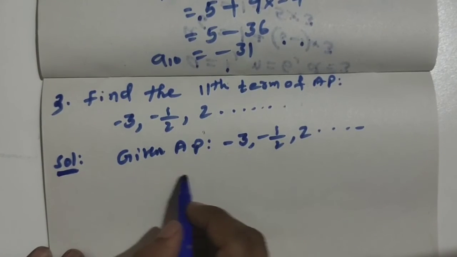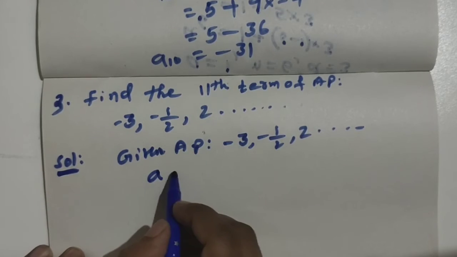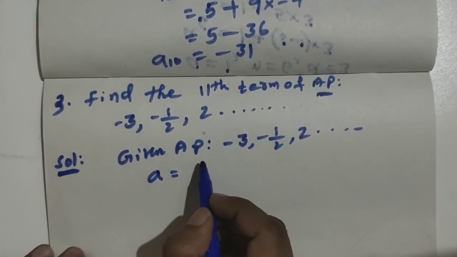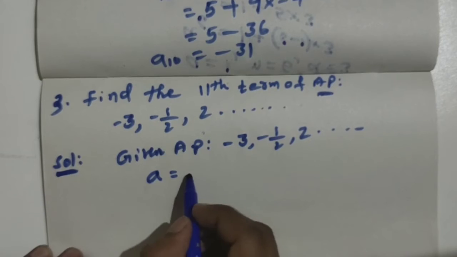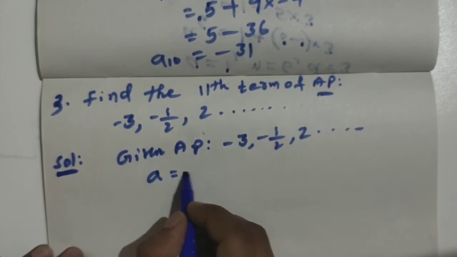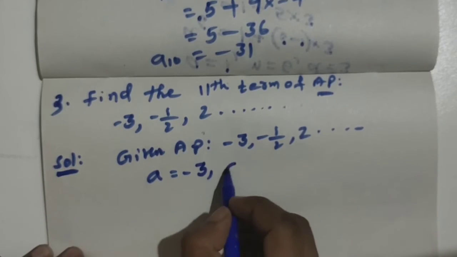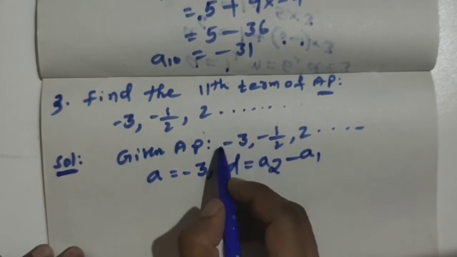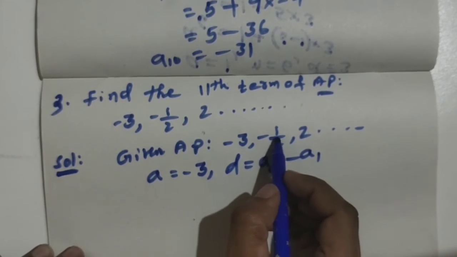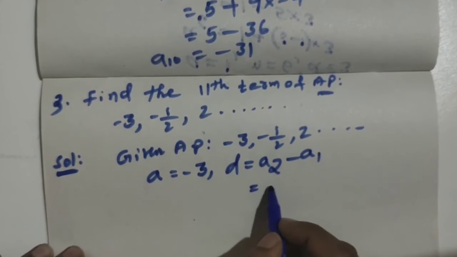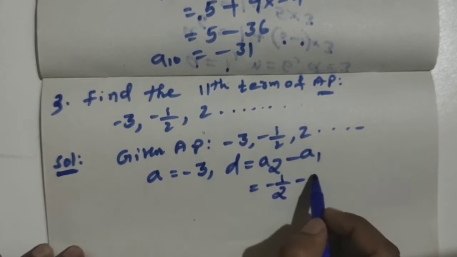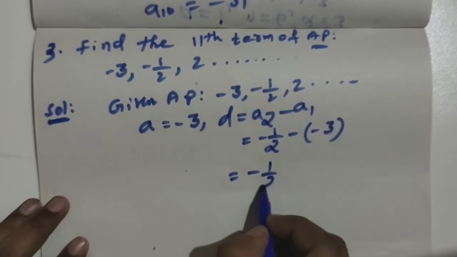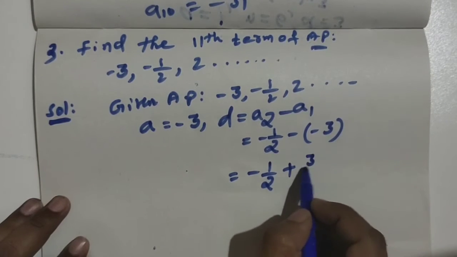So now here I am simply writing directly, no need to verify, he has already given the AP. So the first term A is equal to minus 3, and D is equal to A2 minus A1, the difference of successive terms. Here A2 is minus 1 by 2, A1 is minus 3. So we can write it as minus 1 by 2 minus into minus, plus 3.